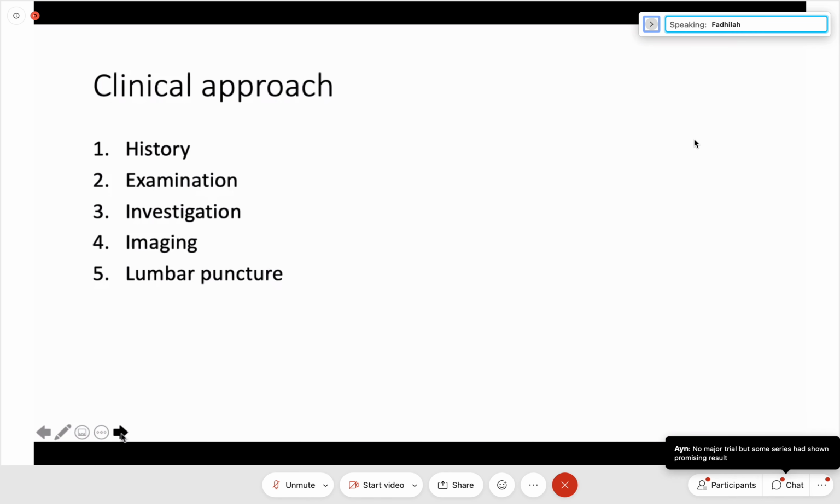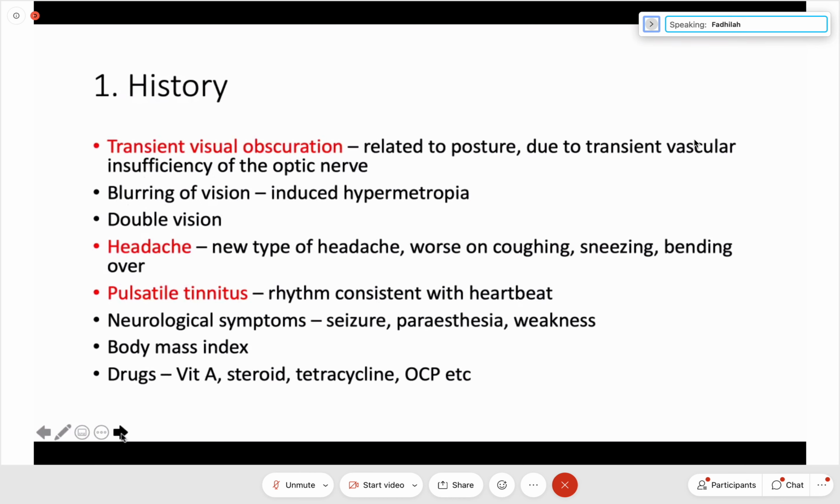Of course, just like any other diseases, you need to begin with a thorough history, followed by examination and then investigations, imaging, and lumbar puncture. For this condition, bear in mind, remember this, never make a mistake. You need to do imaging first, then only lumbar puncture. You cannot jump straight to doing lumbar puncture because the MRI machine is broken and you just want to do lumbar puncture first to see the opening pressure. You cannot do that, okay?